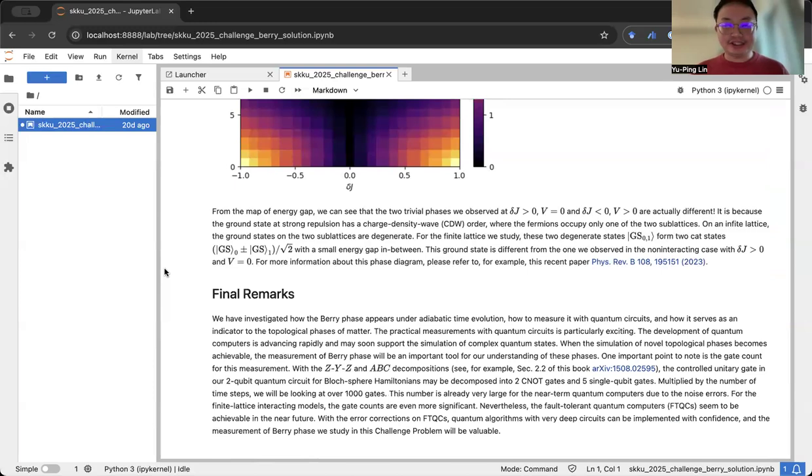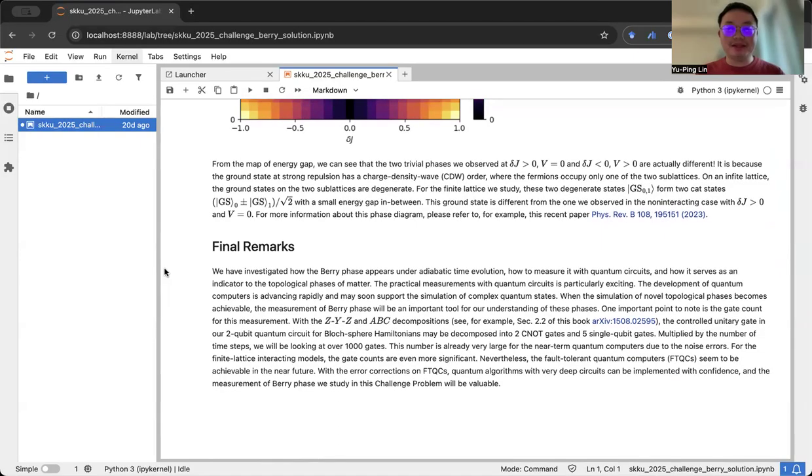So this is the end of the challenge problem solution. I know it is a bit of a long challenge problem, but I hope that through this challenge problem, you have learned the essential concept of the Berry phase and learned how to measure it. And you have learned one of the important applications of the Berry phase within condensed matter physics. I hope that this will help you figure out some interesting research directions in the future. And that's the end of my explanation. Thank you for listening.